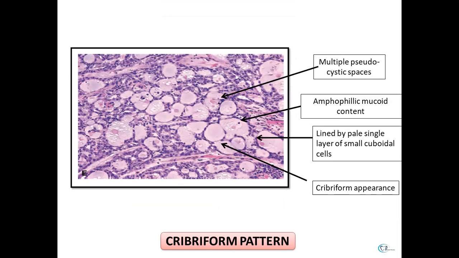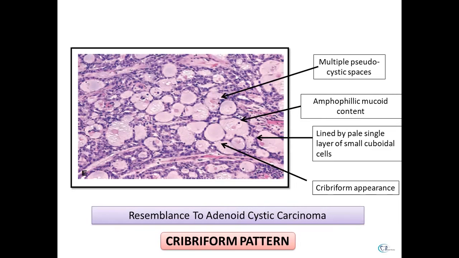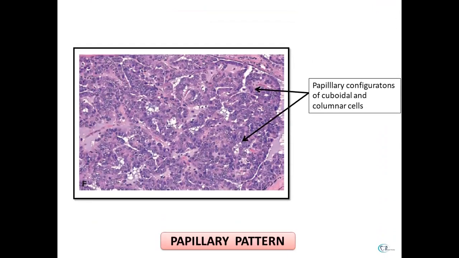These pseudocystic spaces are filled with amphophilic mucoid content, and these spaces are lined by a pale layer of cuboidal cells, a single cell layer, giving a cribriform appearance. Because of this cribriform appearance, it gives a histological resemblance to adenoid cystic carcinoma. The last pattern is the papillary pattern, in which the tumor cells form papillary configurations of cuboidal to columnar cells.